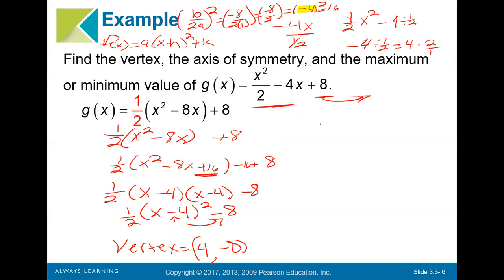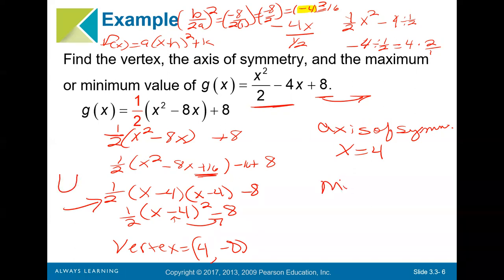I know that my axis of symmetry is going to be x equals that 4. This is going to split that parabola in half. It's going to open up, right? Because this here is positive, so it's going to open up. So I'm going to have a minimum, and it's going to be at my y value.